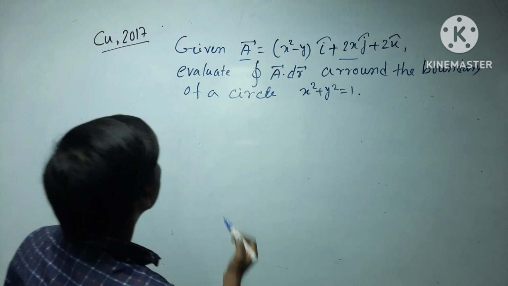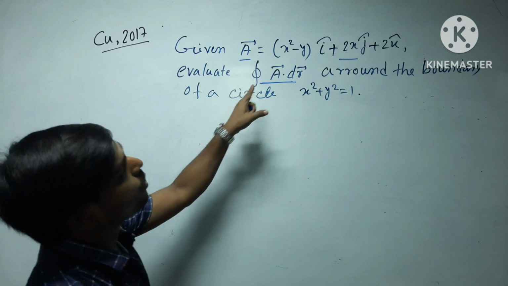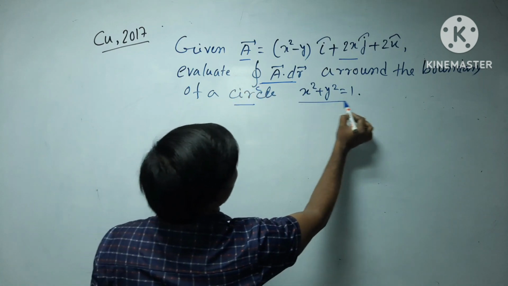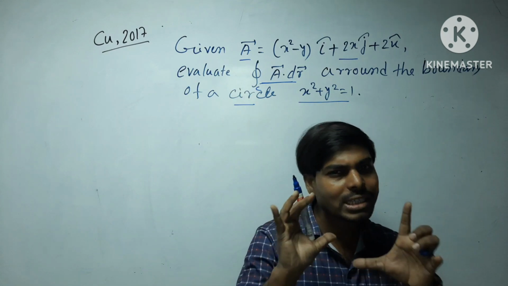We have to find this closed line integration around the boundary of a circle x square plus y square is equal to 1. So first we will understand what this problem is.